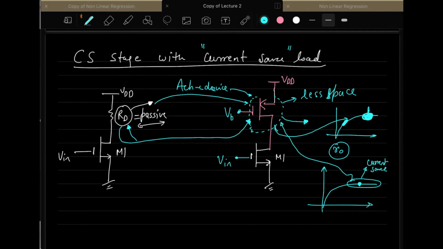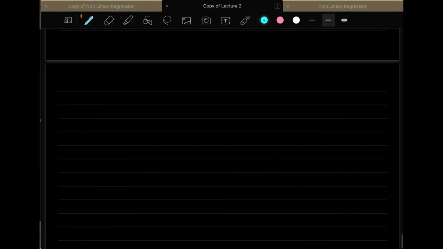So it's acting as a load, which means nothing but RL or RD, the resistance that we connect at the output of this M1. So this is a common source stage with current source load. So if you want to do the analysis of this, how will you do it?